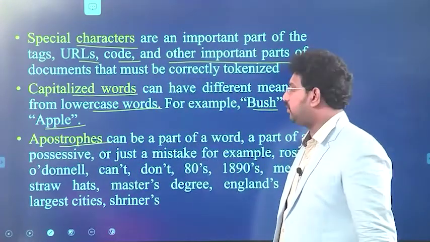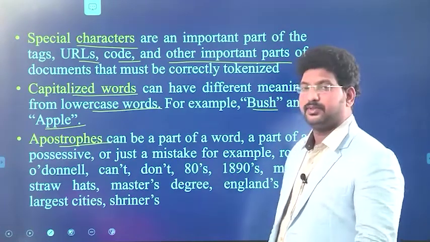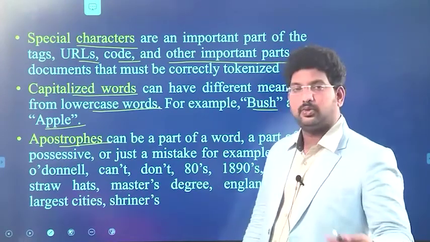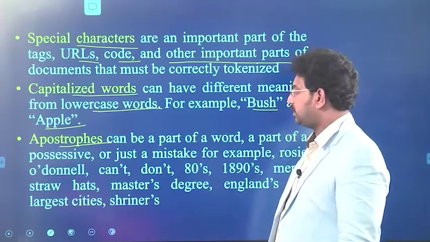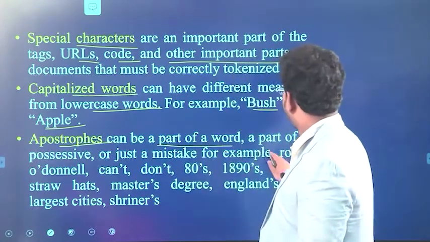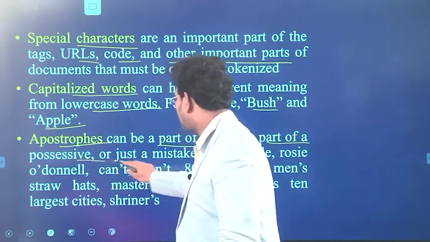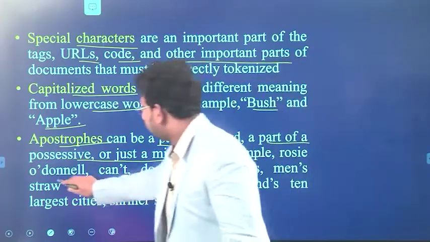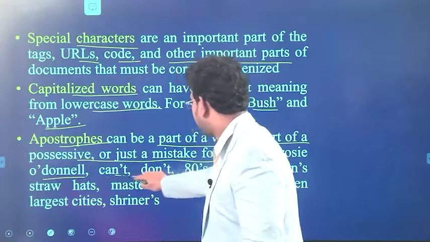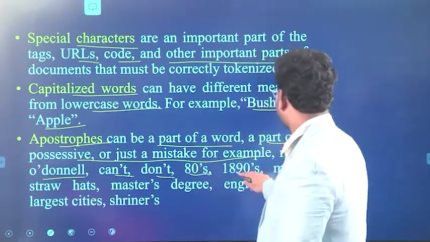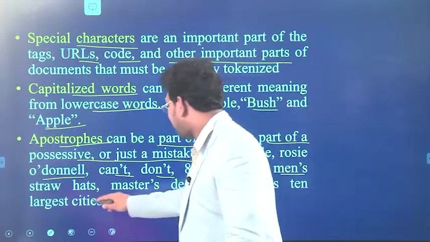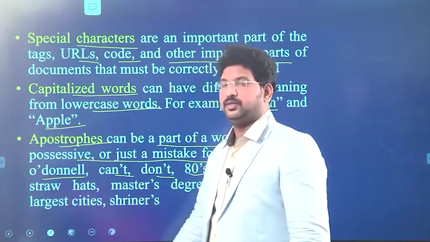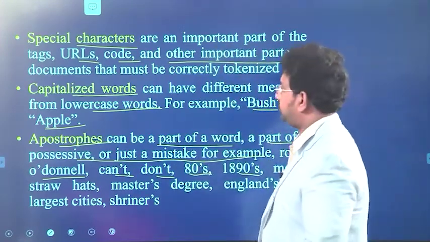And another one, apostrophes. As part of the textual information, you are able to find apostrophes. Sometimes there may be a need for these apostrophes as part of the text, and whenever the processing is going on, it is a problem that apostrophes can be part of the words, part of a possessive, or just a mistake. For example, Royce Donmel, can't, don't, 80's, men's hats, master's degree. These are different words with apostrophes. So there is also an issue while working with apostrophes.